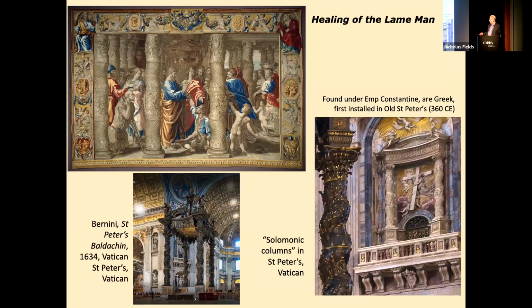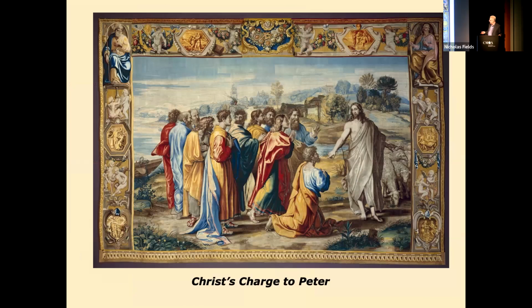And they were even imitated in the 17th century, where the baldachin, the canopy that marks the grave of St. Peter's by the great 17th century sculptor Bernini, he fashioned his twisted or spiral columns after these columns that were taken from old St. Peter's and installed in the new St. Peter's, or the current Renaissance St. Peter's.